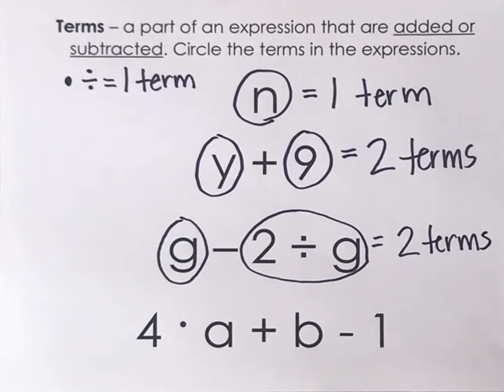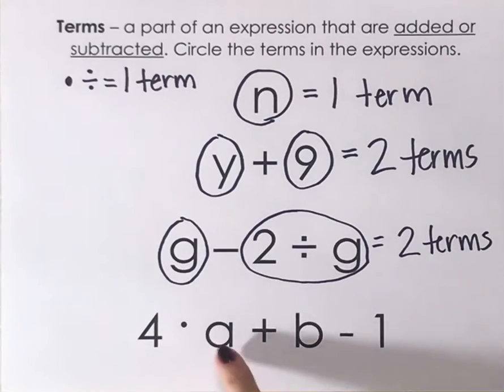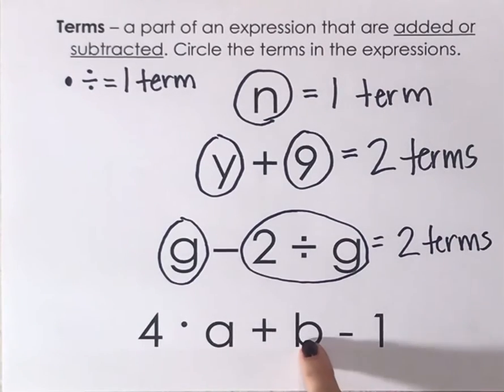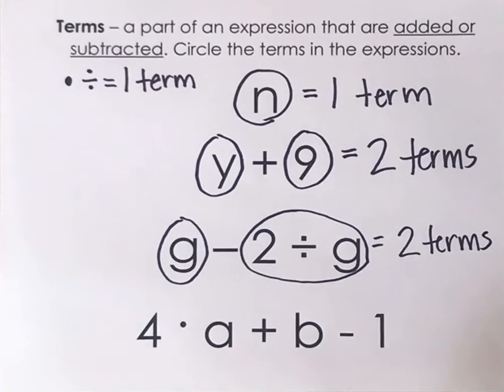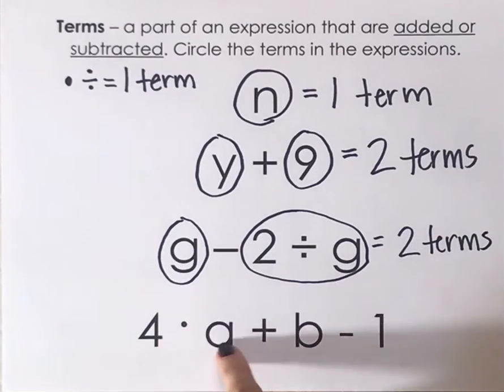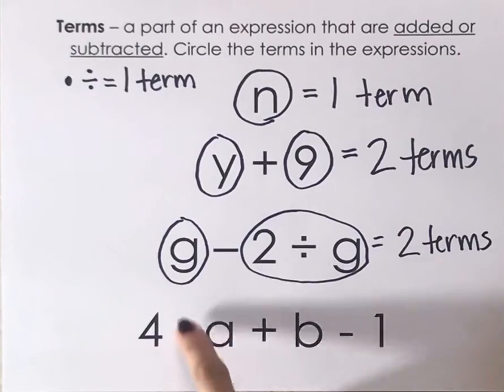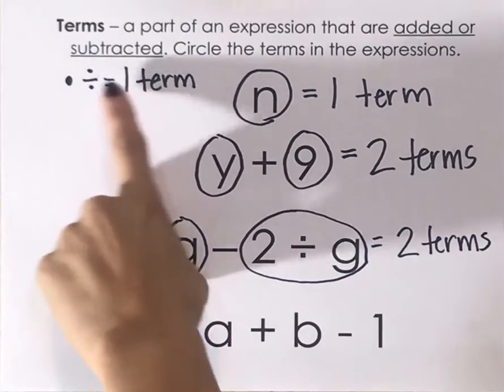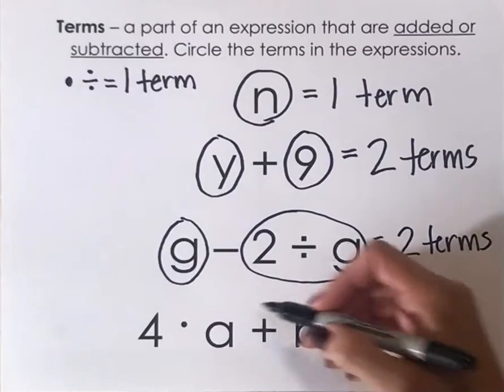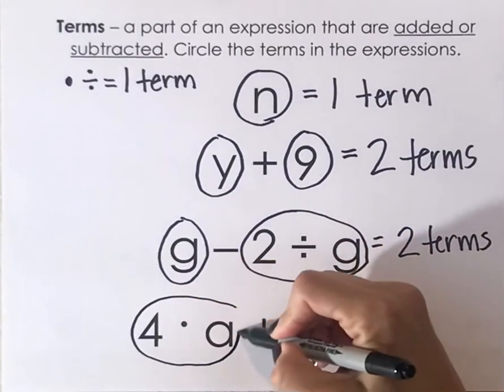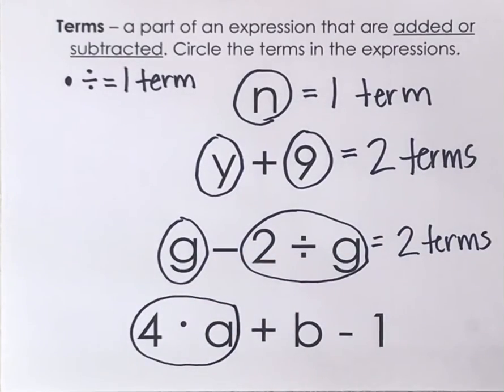Okay, and the final problem, let's look at this one. This one I have 4 times a plus b minus 1. So let's start. Again, I have 4 times a, so I'm multiplying. Since I'm multiplying, that means that's only one term. So this is one term.